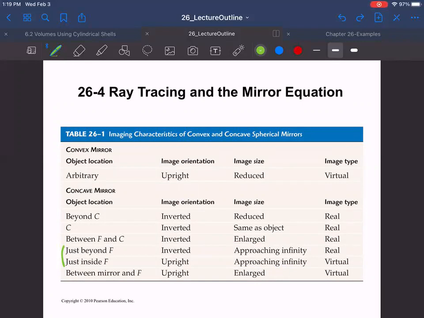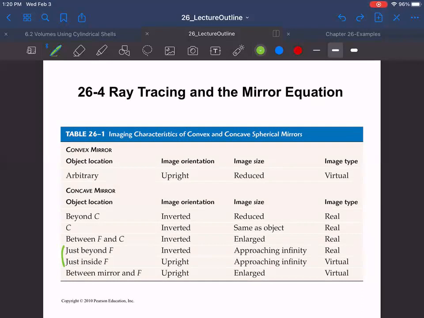All right, so essentially for a convex mirror, you get only virtual images that are upright and reduced. For the concave mirror, you see these same exact results we got. Beyond C, inverted, image size is reduced, and it's a real image. At C, inverted, same size as the object, which our ray diagram told us, and it's a real image. Between F and C, inverted and enlarged, which we got from doing a ray diagram, and it's real.